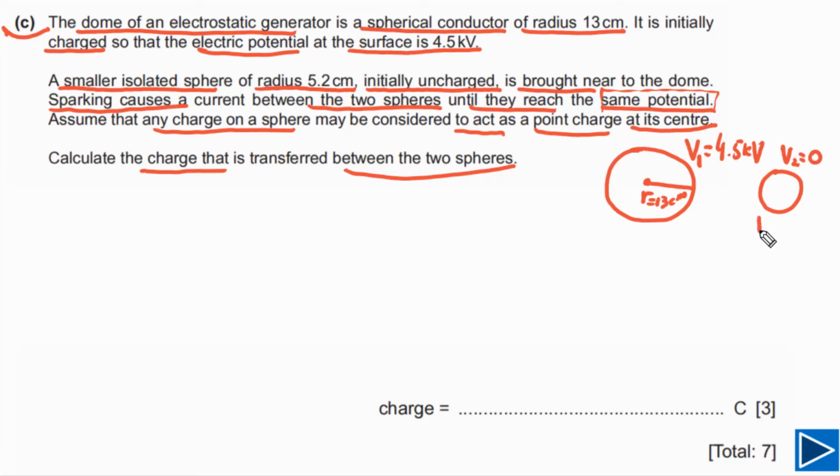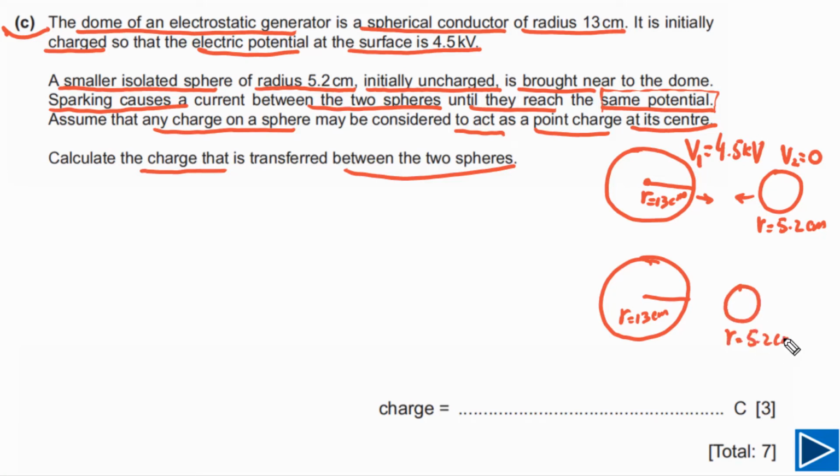The radius of this one is given, that is equal to 5.2 centimeters. We bring these two together, means we bring them closer to each other. Then these two spheres have the same potential. So this one is the dome of generator. Radius of this one is 13 centimeters, and the smaller sphere, radius of this one is 5.2 centimeters, and they are at the same potential.